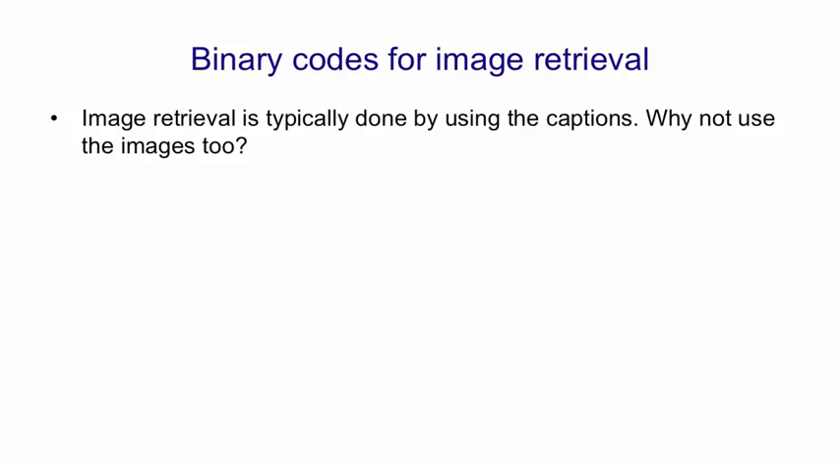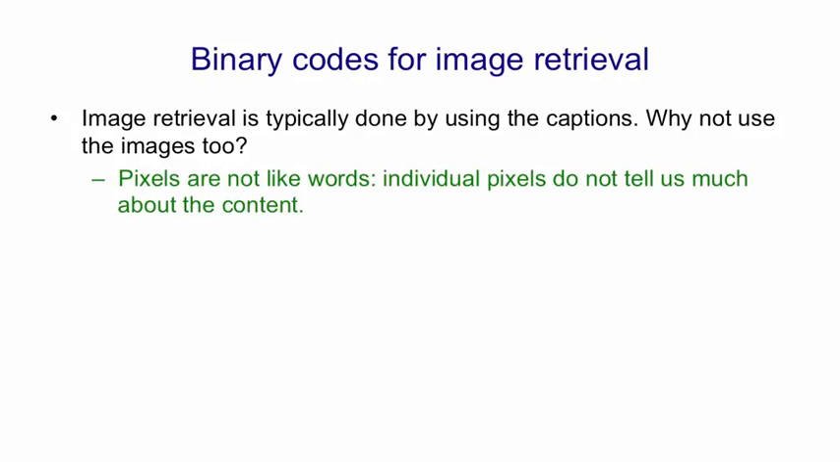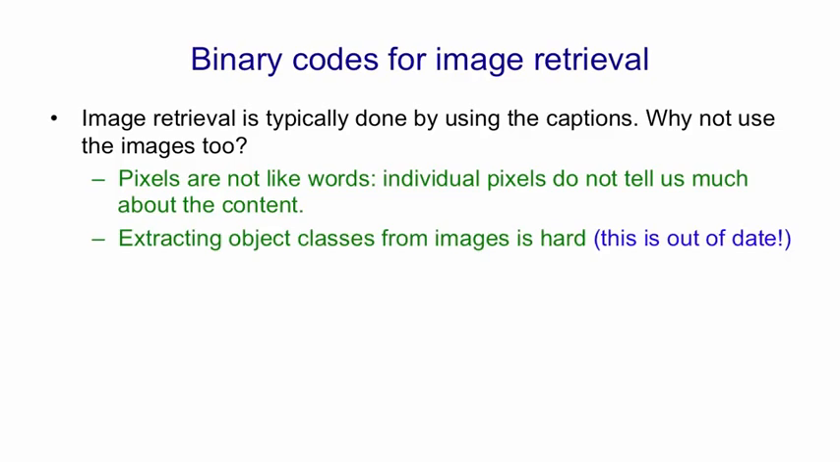Image retrieval at present is typically done using the captions. But why not use the images too? They obviously contain a lot more information than the captions. The basic problem is that pixels are not like words. Individual pixels don't tell us much about the content of an image. Obviously, if we could recognize the objects in the images, then we'd have things that were much more like words. But recognizing objects is hard, at least it was when we first did this work. Now deep neural nets have got much better at it, and so that may well be the way to go.